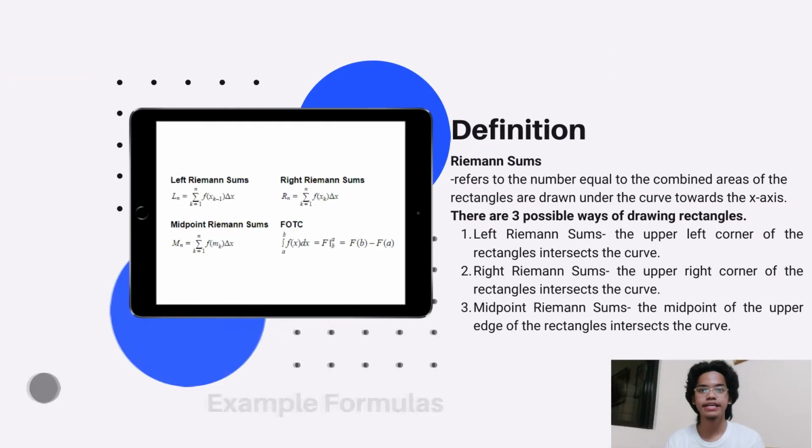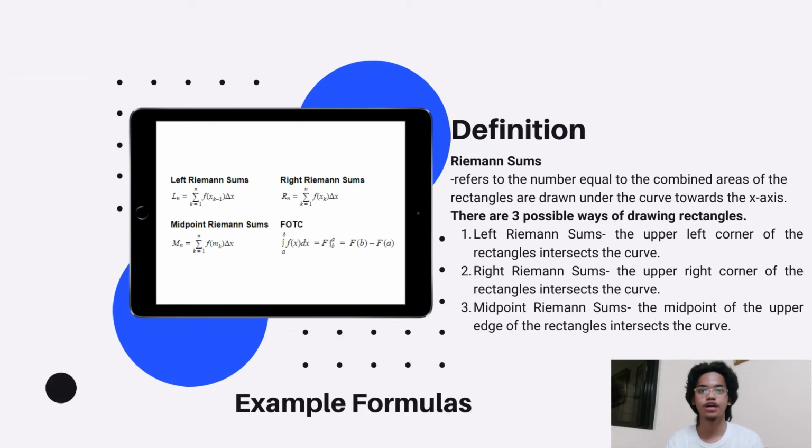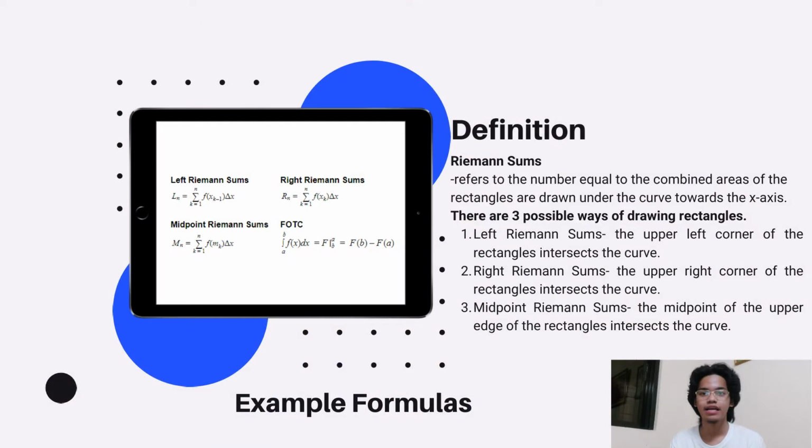Riemann sums refers to the number equal to the combined areas of the rectangles drawn under the curve towards the x-axis. There are three possible ways of drawing rectangles. Number 1. Left Riemann sums. The upper left corner of the rectangles intersects the curve.